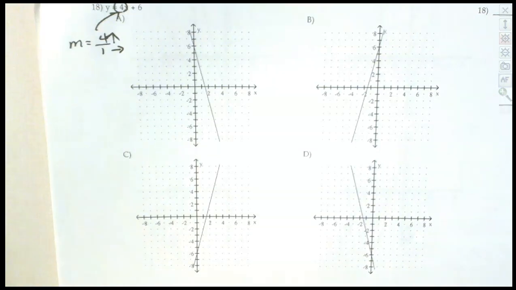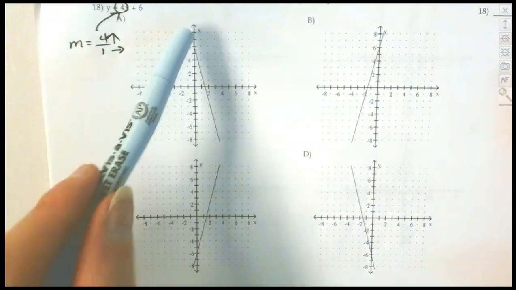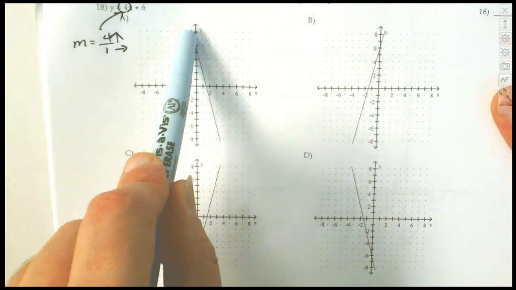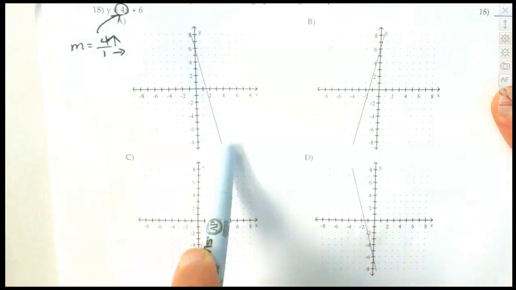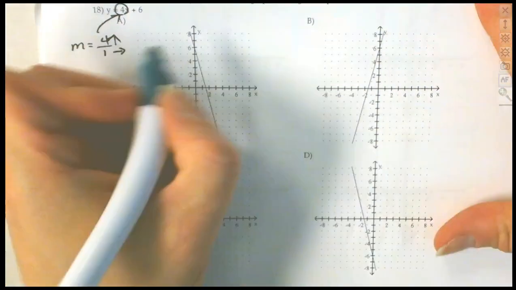Does anyone know why we can eliminate A? Well, if we look at it, what do we know about our slope? Slope is positive, right? Positive 4. This line right here, what is it doing? From left to right, it's going down. So A can be eliminated. A's gone.